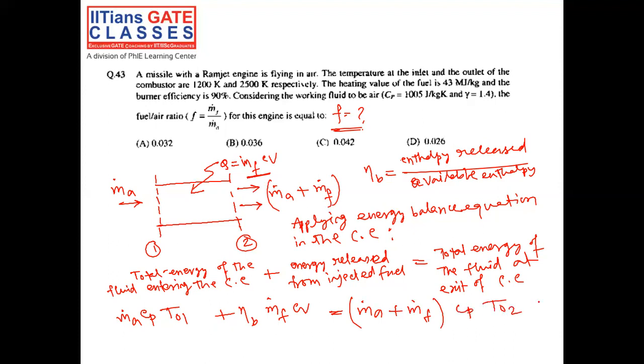combustion chamber. Now we have to find out F, which is F is equal to mf dot by ma dot. So if we just take common ma dot, take common from both sides, it will become cp to1 plus eta b into mf dot by f. Oh, sorry.